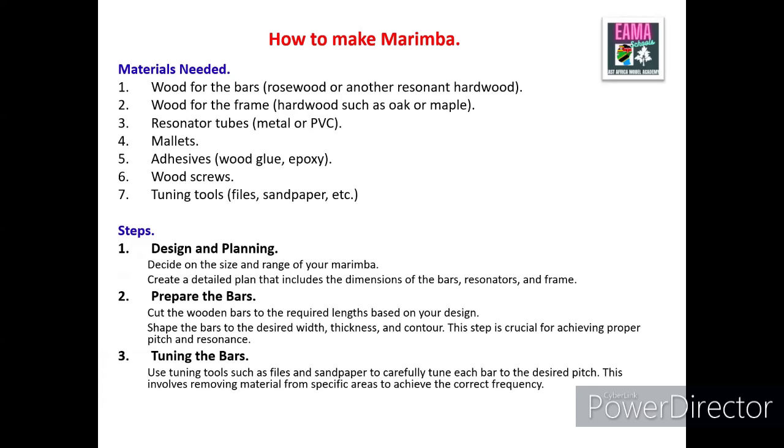Steps. 1. Design and planning. Decide on the size and range of your marimba. Create a detailed plan that includes the dimensions of the bars, resonators, and frame. 2. Prepare the bars. Cut the wooden bars to the required lengths based on your design. Shape the bars to the desired width, thickness, and contour. This step is crucial for achieving proper pitch and resonance.